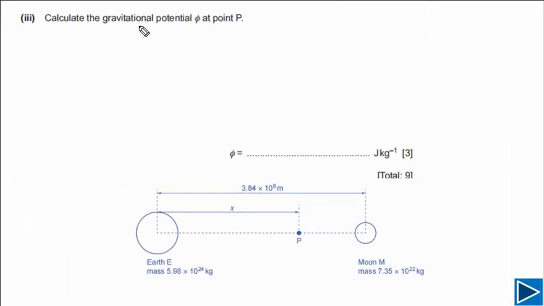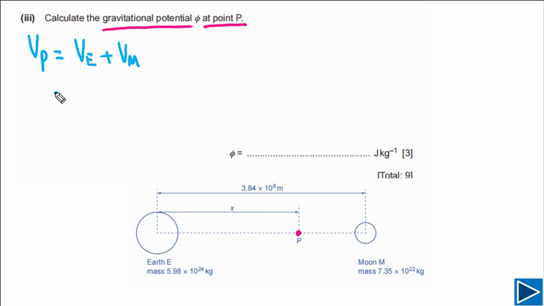For the last part, the question is asking us to calculate the gravitational potential at point P, meaning the value of potential at this neutral point. We have to find the value of gravitational potential. To find it at point P, I will write Vp. That Vp will be equal to the potential due to our planet at that point plus the potential due to the moon at that point. So this is the main concept we need to understand.